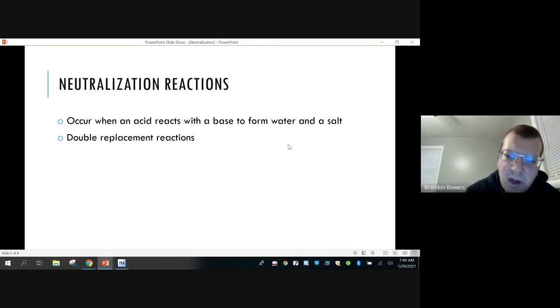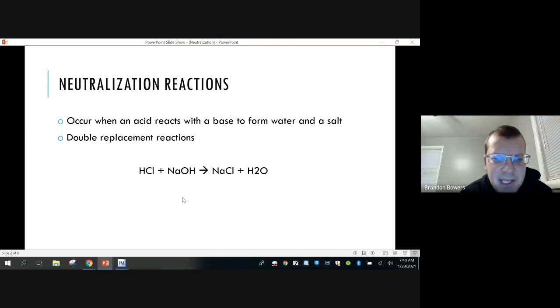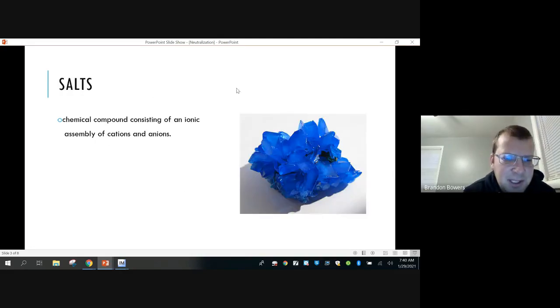Now, we create a water and a salt. In chemistry, a salt is a chemical compound consisting of an ionic assembly of cations and anions. That's a big definition. If you have a positively charged and a negatively charged ion, that creates a salt. When we hear salt, we think of something you put on food. However, salt is so much more than that.